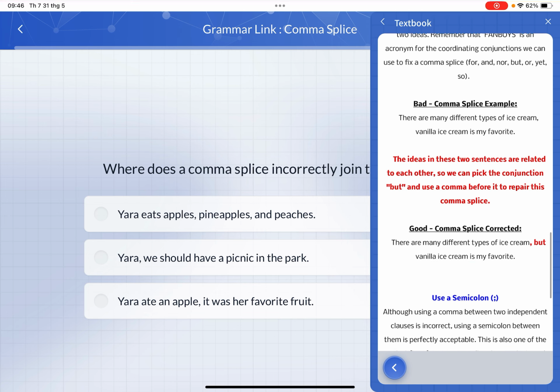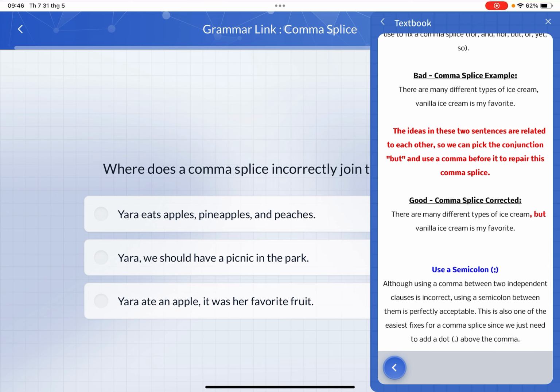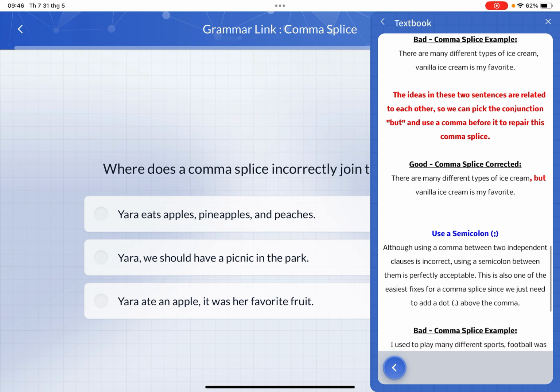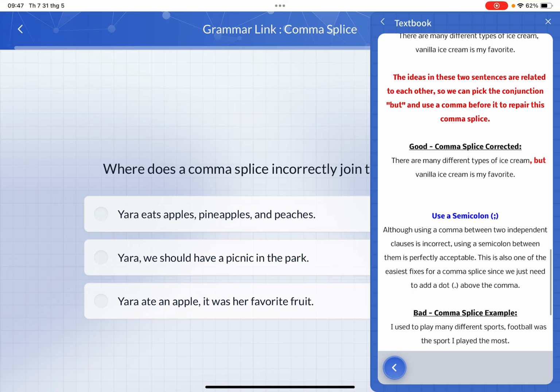A bad comma splice example would be: there are many different types of ice cream, vanilla is my favorite. Well, these two sentences are related to each other, but we can pick the conjunction "but" and use a comma before it to repair this comma splice. So we just add "but" between these two sentences, and then it will make sense. It will be a good example.